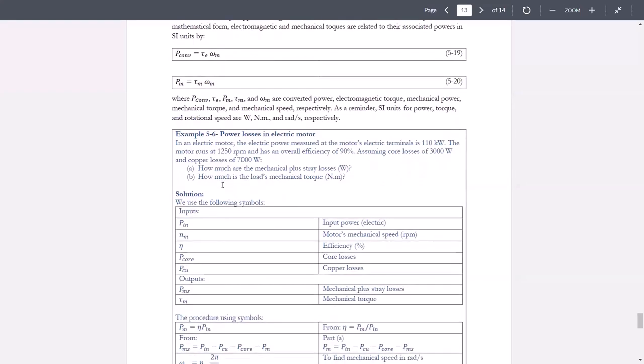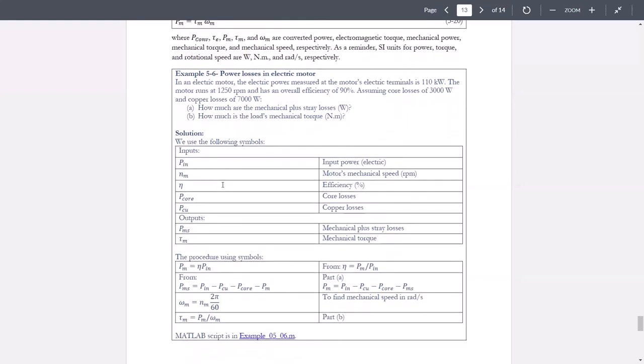Now let's go to this example 5.6, which is talking about the power losses in an electric motor. You have an electric motor in which the electric power measured at the motor's electric terminals is 110 kilowatts. For the motor, the input power is electric power. You're measuring that electric power at 110 kilowatts through a watt meter, for example. The motor is running at 1250 RPM. That 1250 is your omega m, right?